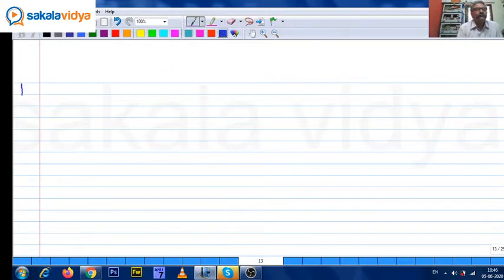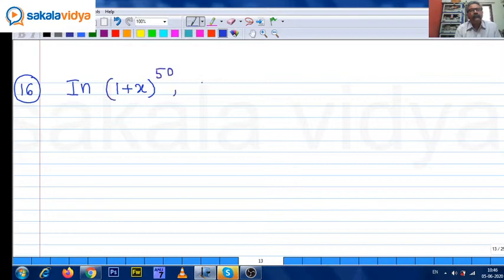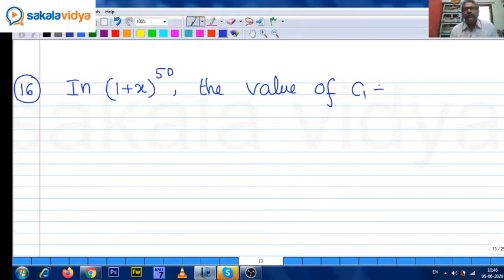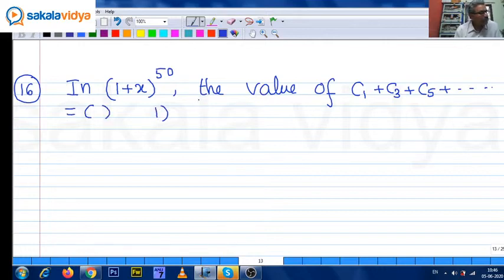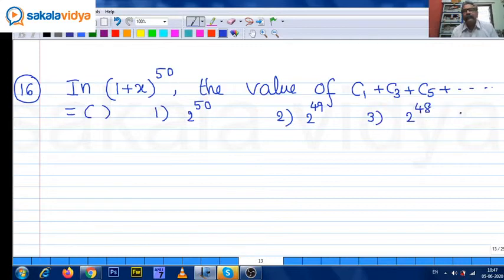Sixteenth problem. In (1 plus x) whole to the power of 50, the value of C1 plus C3 plus C5 plus and so on equals: first option is 2 to the power of 50, second option 2 to the power of 49, third option 2 to the power of 48, fourth option 2 to the power of 46.